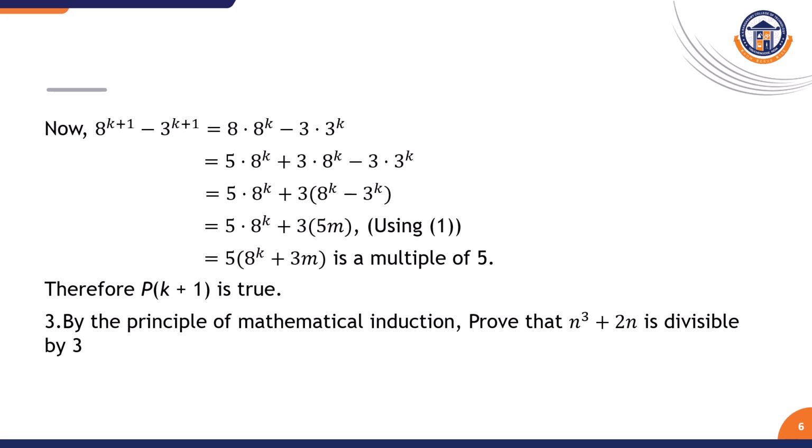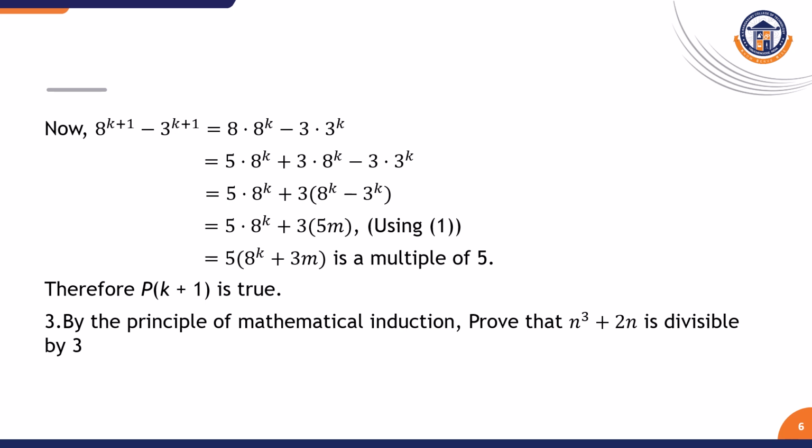In the second and third terms, 3 is common, so we take 3 outside from the second and third term. So the term is 8 power k minus 3 power k, which is nothing but equation number 1. In this step, we are putting 5m. So here 5 exists, here also 5 exists, so we can take 5 outside. So 8 power k plus 3 power m. Actually, simply we say that it is a multiple of 5. Therefore, P of k plus 1 is also true.